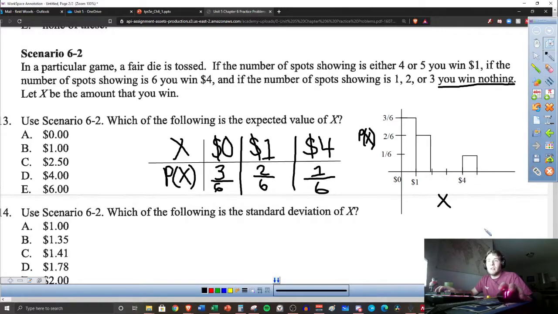Okay, so now what we're going to do is we're going to describe this with SOCS like we did in our very first chapter. So what is the shape of this? Well, hopefully you're seeing it is a pretty severe skewed right distribution. That means it's very unlikely you're going to get a large amount of money.